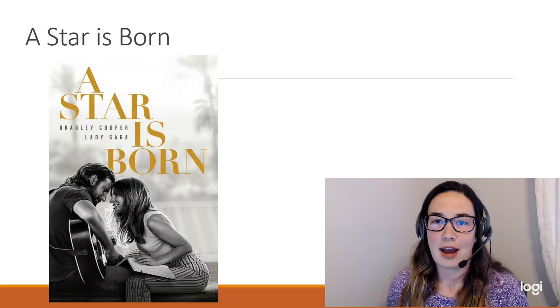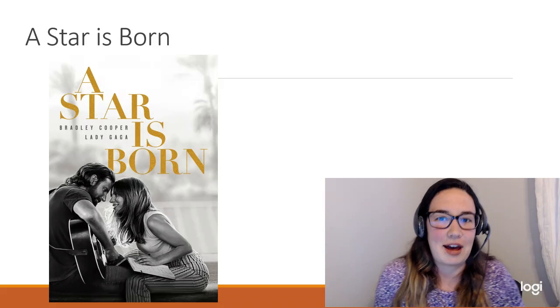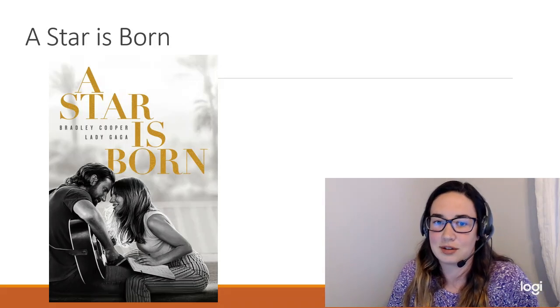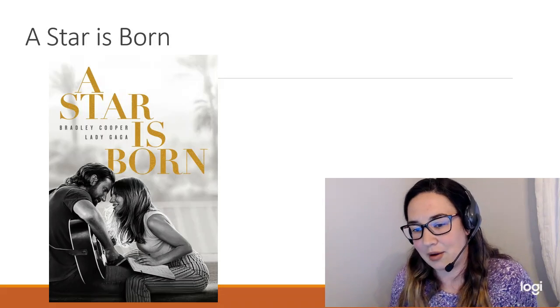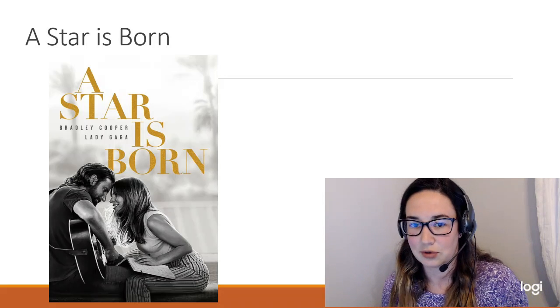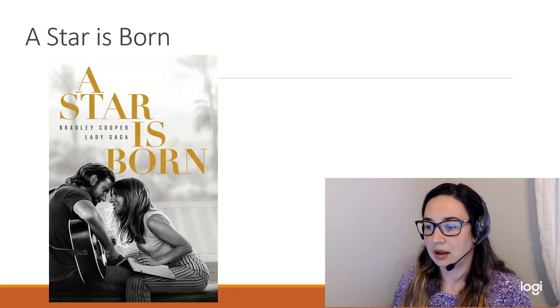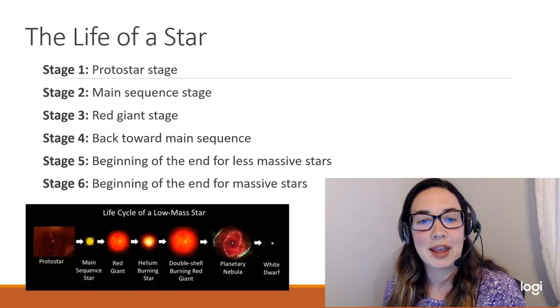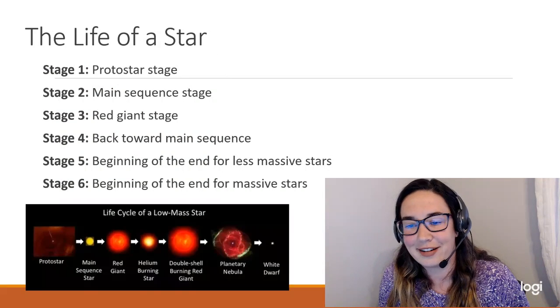I find it really funny that a lot of videos, movies and TV shows are based on the universe or stars. So I found this text in our book about a star being born, and I thought it was ironic to include the movie that came out, which has no relation to the universe at all, but I thought I was being clever.